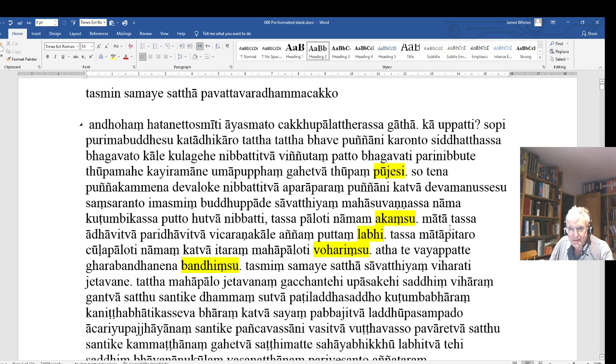And again, tassa mata pitaro chula palo ti namam katva, again, having done, vuharimsu, having done, they decided, or made up their mind.